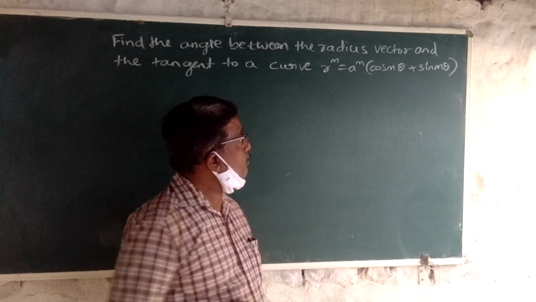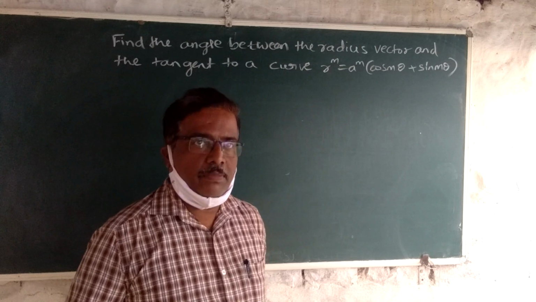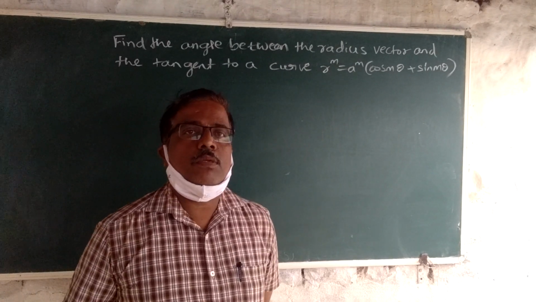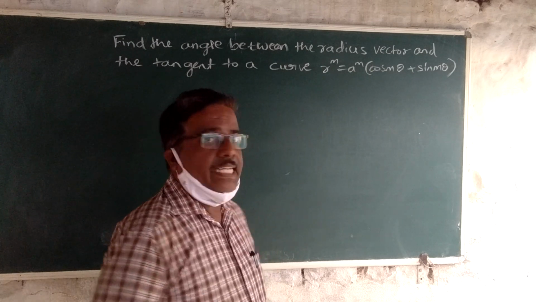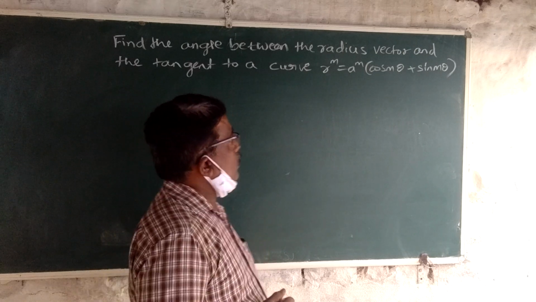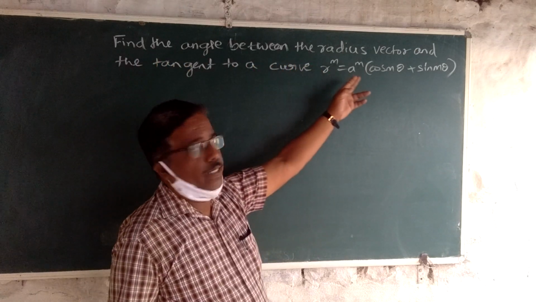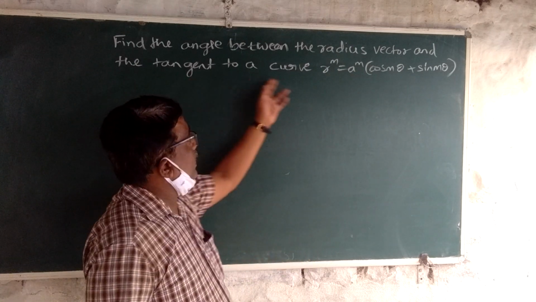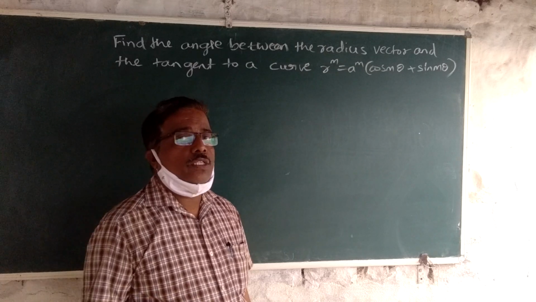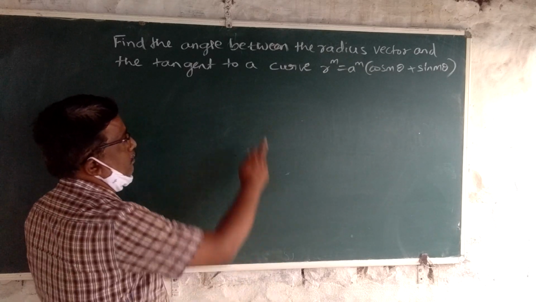Good morning, students. Today I take class for BSc first semester, and today I solve some more problems on angle between the radius vector and the tangent to a curve. So now the problem is: find the angle between the radius vector and the tangent to the curve r^m = a^m (cos m theta + sin m theta). Okay, so this is the problem.